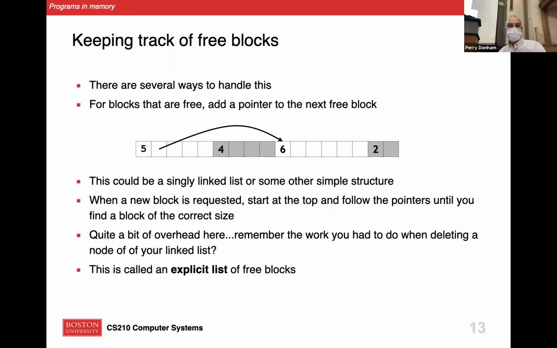What happens though if I get to the end? I have to go all the way back to the front, right? What's that going to be in terms of execution time? It's going to be order n, because worst case, I'm going to be looking at the last block every single time. That's an explicit list. Here I'm using the free blocks themselves to contain information about the list of free blocks.